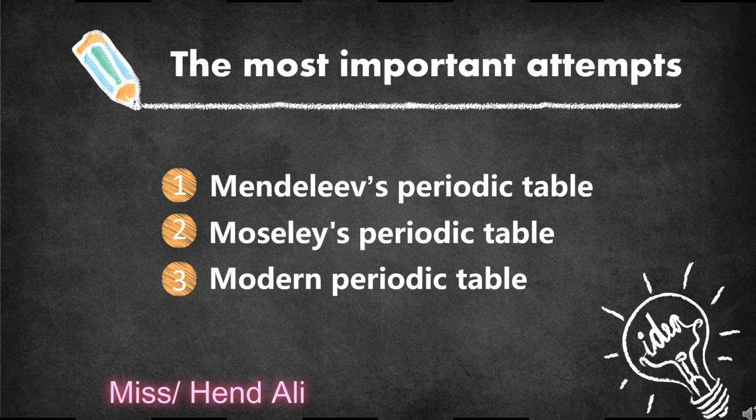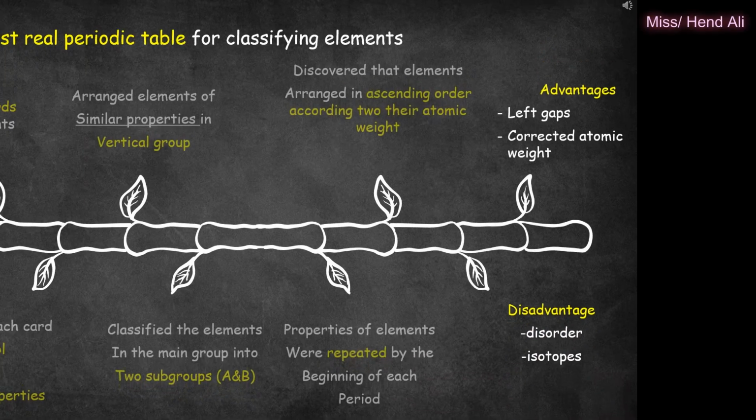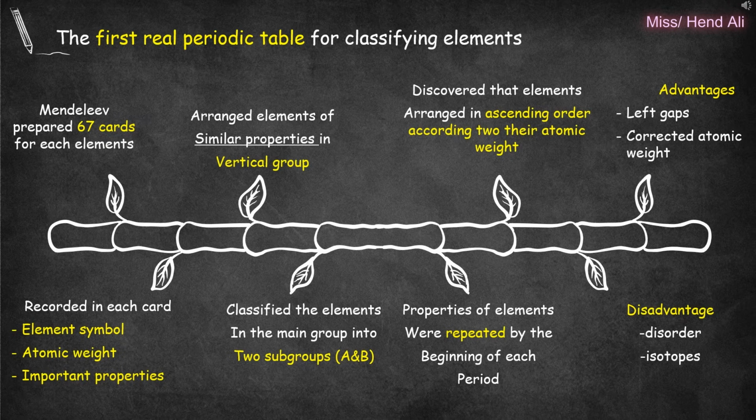Now let's talk about the most important attempts. First, Mendeleev's periodic table. Second, Moseley's periodic table. Third, the modern periodic table. Now let's talk about the first one, Mendeleev's periodic table. Mendeleev's periodic table was the first real periodic table for classifying elements.